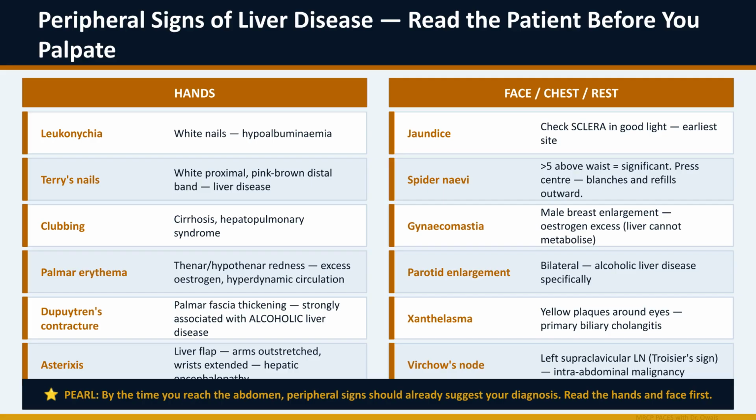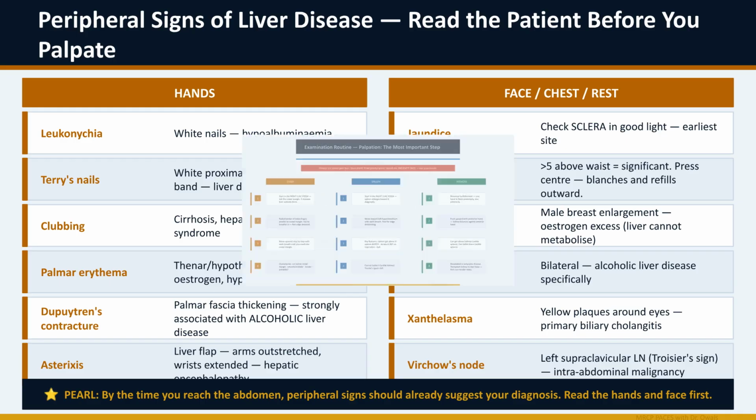Chest. Look for spider naevi on the chest and upper arms. Gynecomastia, breast enlargement in males, a sign of excess estrogen and liver disease. Loss of axillary hair, also estrogen excess.